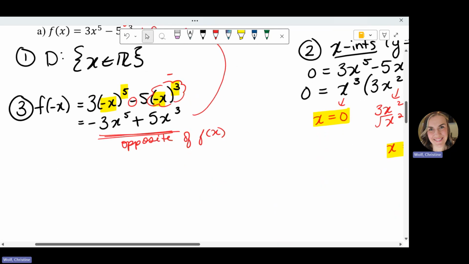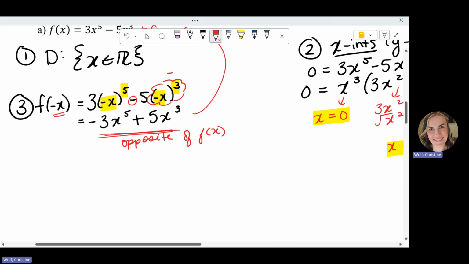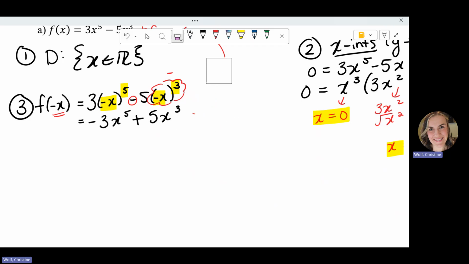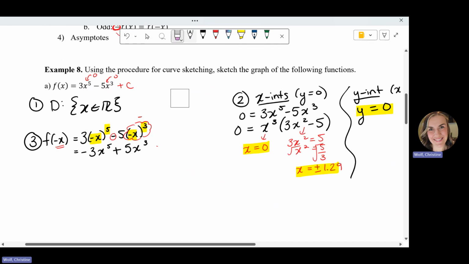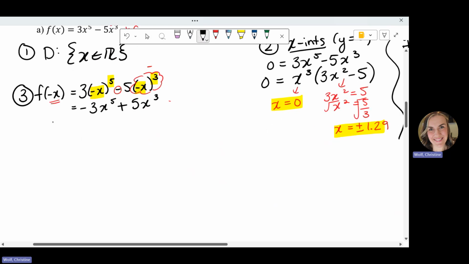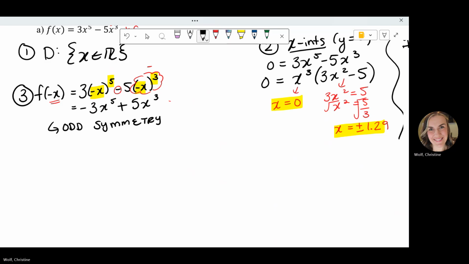But just always start by finding the negative x and see what happens. Does your original function stay the same as the original, or does it become the opposite? So because we have become the opposite, we know that the symmetry here is odd, okay? When we have odd symmetry, that means that we are going to be symmetric about or around the origin.